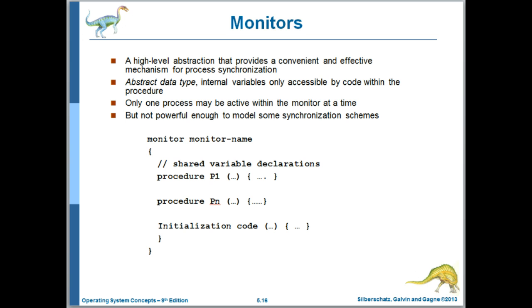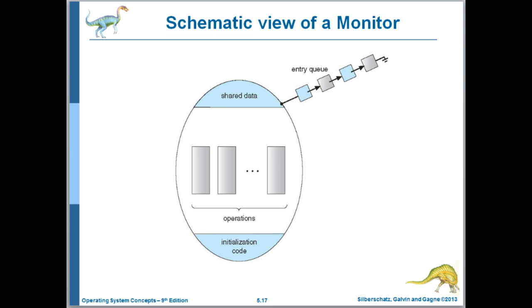And in this schematic code below, the initialization code is of course analogous to a class's constructor code. So here's a diagram. Only one process is executing monitor code at a time, and the other processes are queued on what amounts to a semaphore. But the user of this monitor, a programmer using a monitor, doesn't have to write any synchronization code. It's taken care of by the compiler.